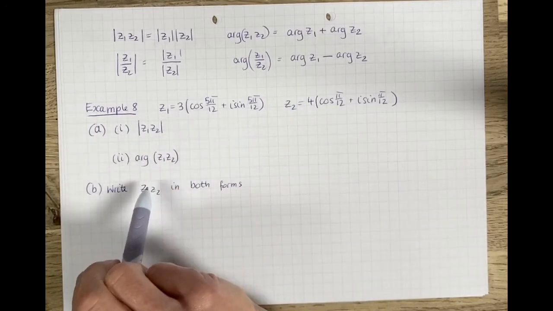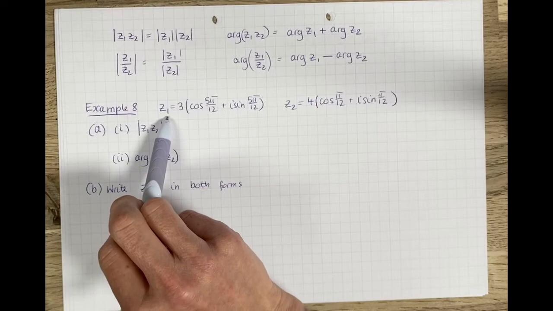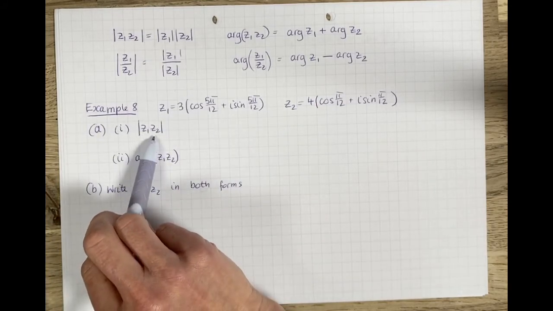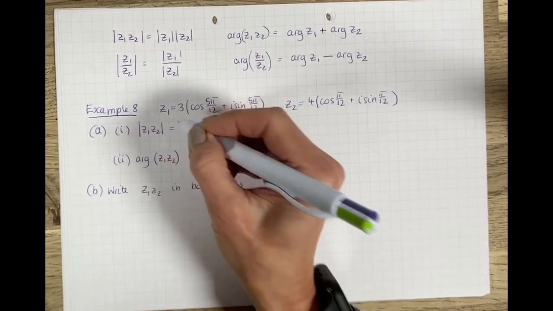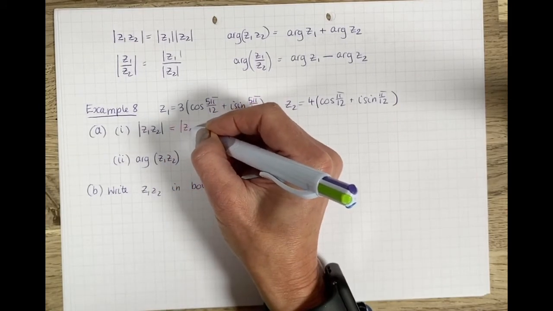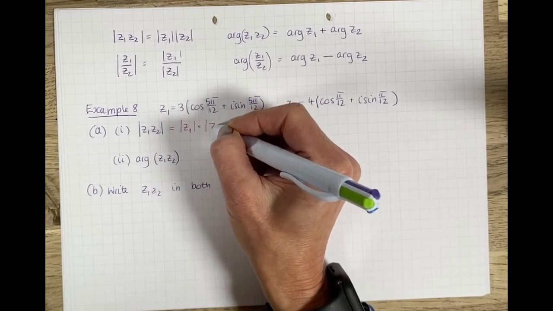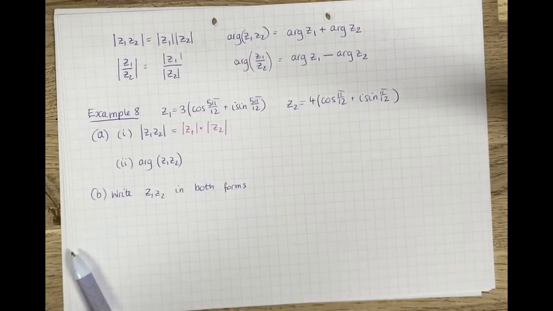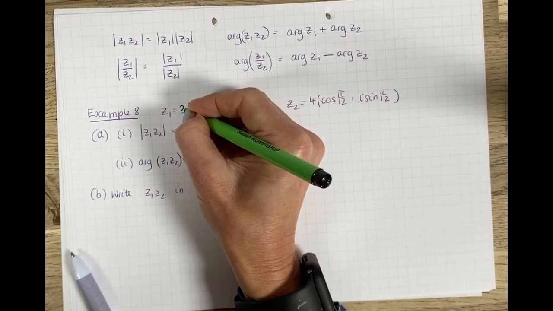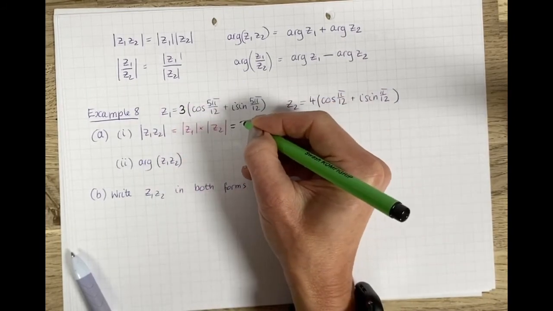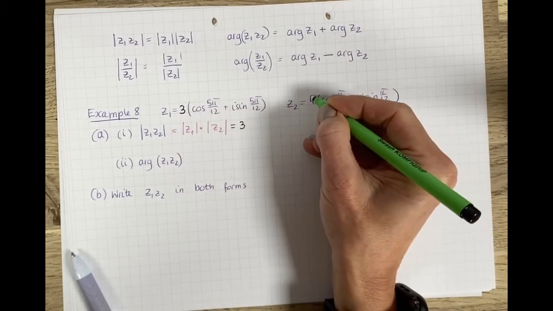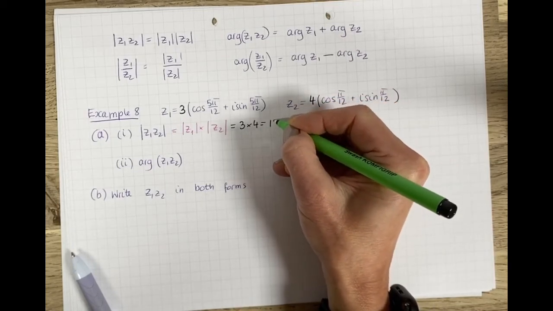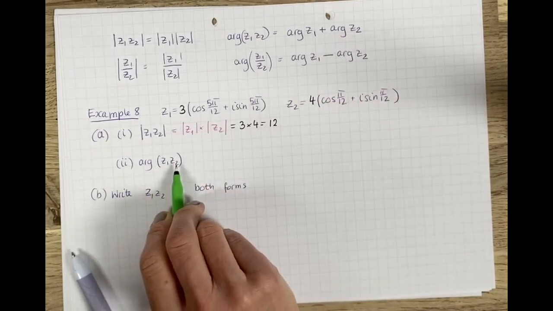So let's see if we can apply it to our complex numbers z1 and z2. First of all, z1 times z2 is really simple. It's the modulus of z1 multiplied by the modulus of z2. So the modulus of z1 is this number here, could be written as r, and for z2 it's 4, so altogether it's 12.